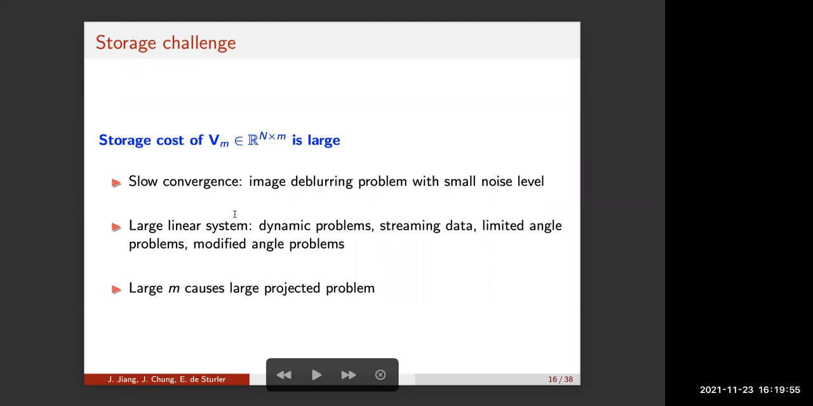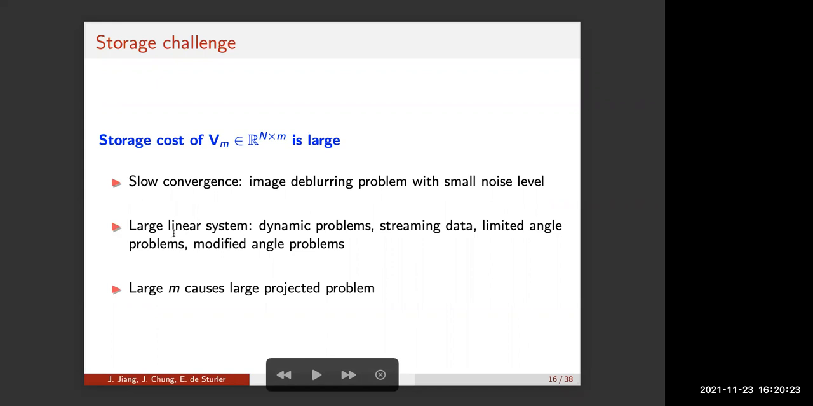The first one is some image deblurring problems with a small noise level. For this kind of problem, there is slow convergence, which means we need many iterations for the problem to converge, which means we need to save many large vectors. So in this case, saving the matrix V_m will become very expensive.